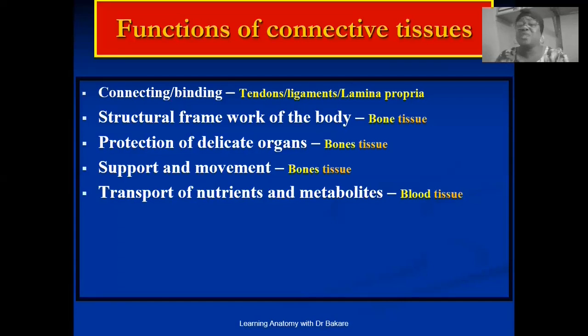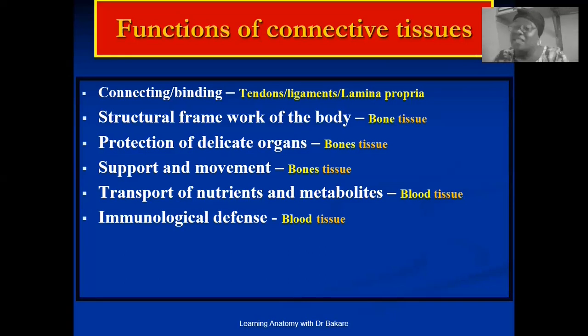Then the next function is transport of nutrients and also metabolites. And this is directed to blood tissue. We say that blood is also a specialized type of connective tissue, and we know that blood is in liquid form, and because of this it is able to allow the transportation of fluid and also metabolites from one region of the body to the other. The next function of connective tissue is immunological defense, and this is also attributed to blood tissue. In the blood tissue, we have a number of white blood cells that are responsible for immunological surveillance and also defense.